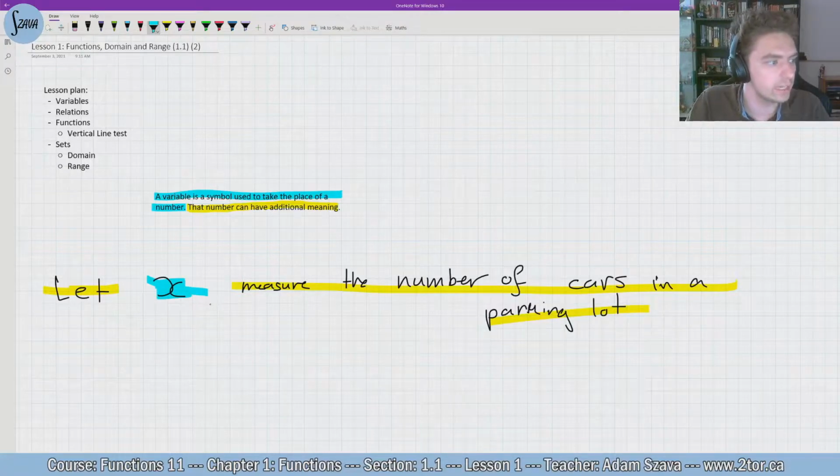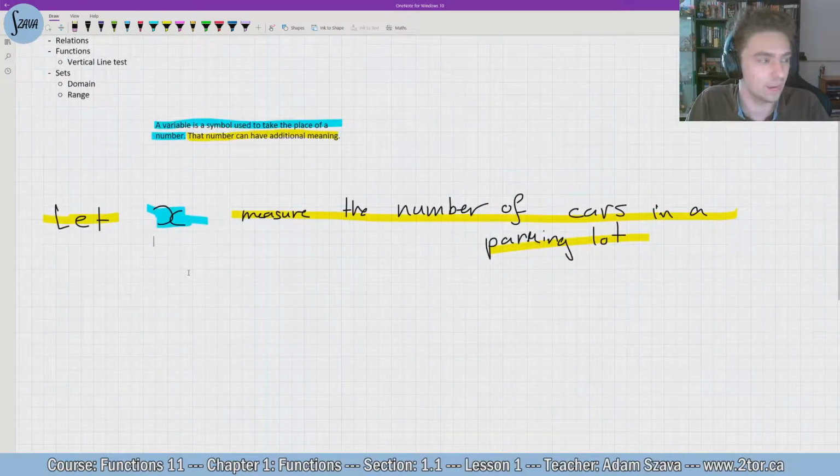Okay, so let's just look at an example, right? Usually what we like to do is measure things, and so variables are ways we label that. Like we're measuring the number of cars in a parking lot. And so x is the number that's measuring the number of cars in the parking lot.